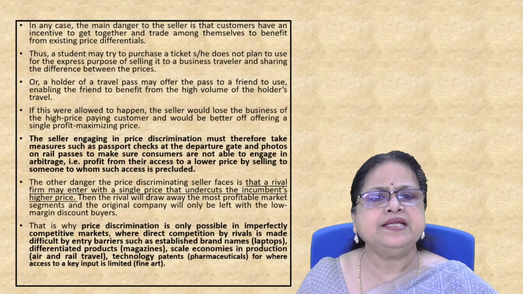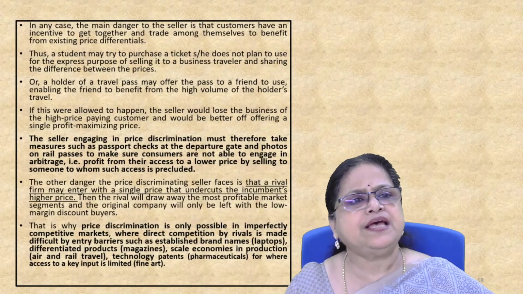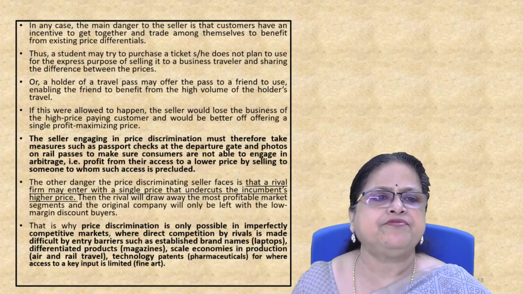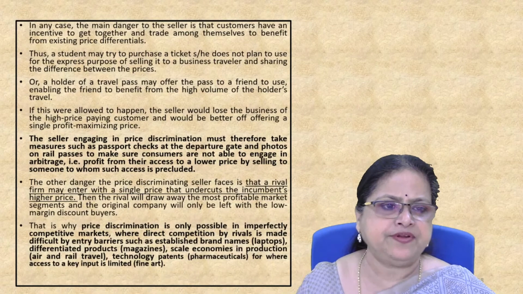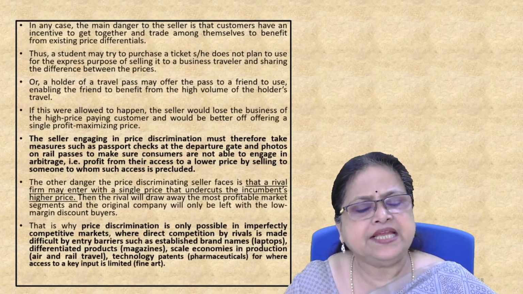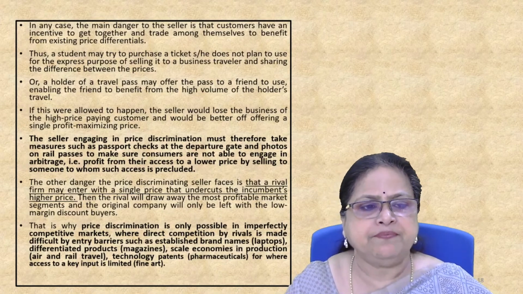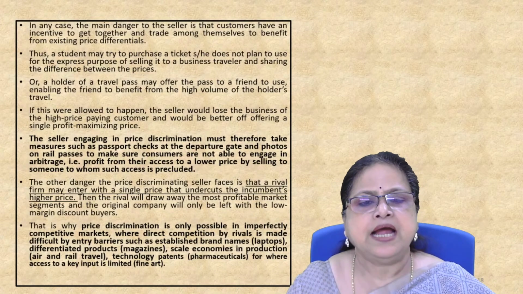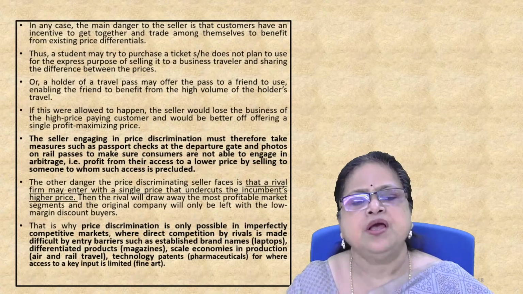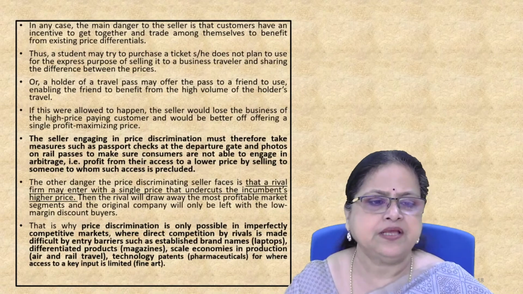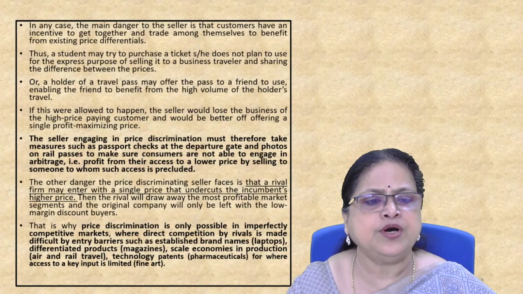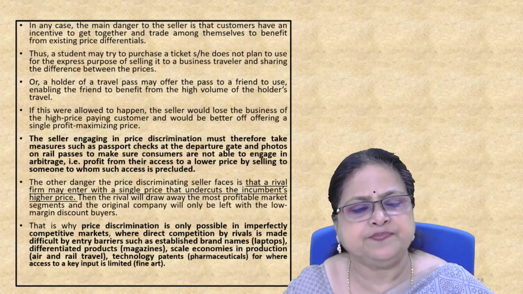In any case, the main danger to the seller is that customers have an incentive to get together and trade among themselves to benefit from existing price differentials. The seller engaging in price discrimination must therefore take measures such as passport checks at the departure gate and photos on rail passes, to make sure consumers are not able to engage in arbitrage, or profit from their access to a lower price by selling to someone to whom such access is precluded.